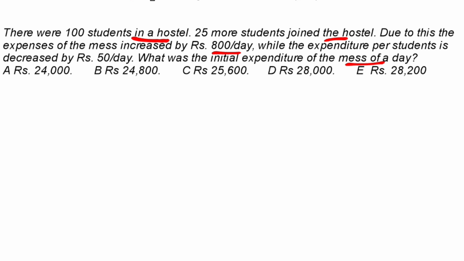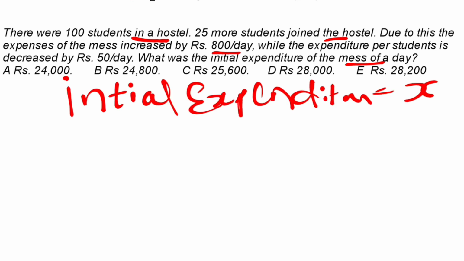Initial expenditure per student we can take as X. With 100 students, the total initial expenditure is 100 into X, which is 100X. Again, 25 more students joined the hostel, and due to this the expenses of the mess increased by 800 per day, while the expenditure per student decreased by 50.